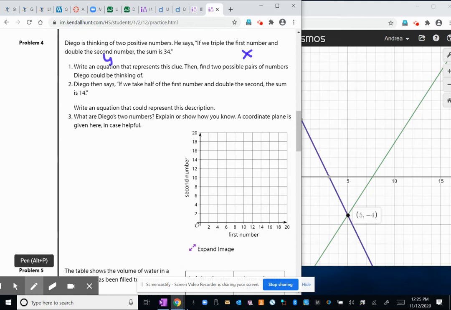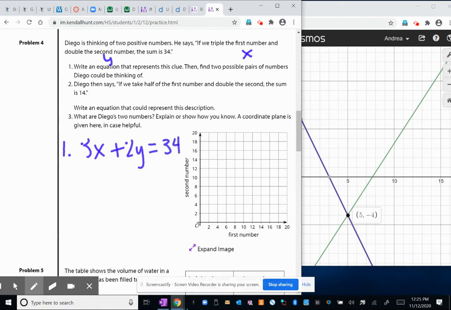So I'm going to actually answer in the space down here. So for number 1, tripling the first number means 3x, and then double the second number plus 2y. And since it says sum, I know I'm adding them together. And then that is 34, so 3x plus 2y equals 34.